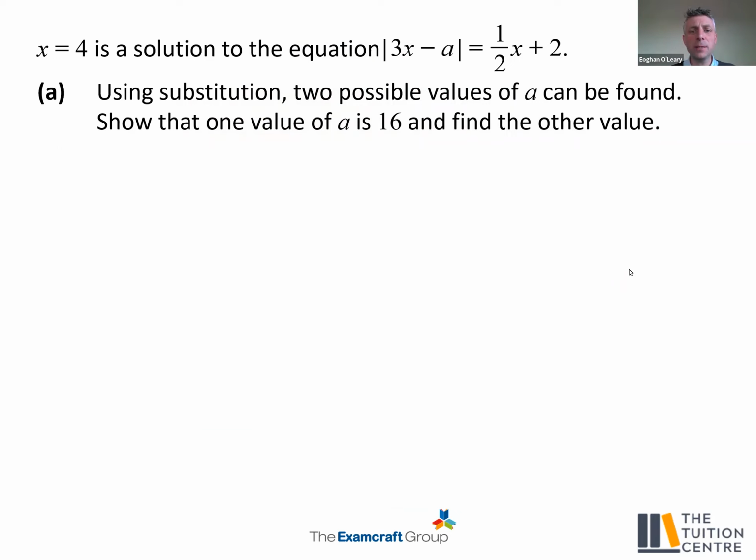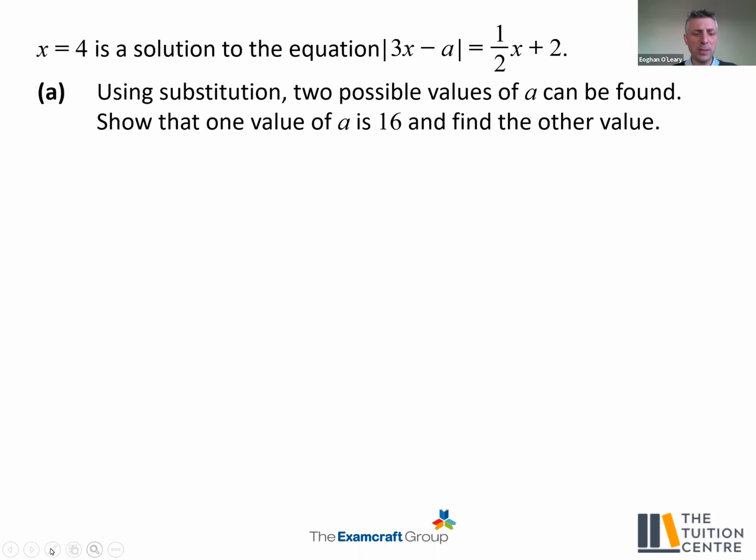However, if you get started with it and get stuck into it and calmly work your way through it, you'll find you'll have picked up a lot of marks easier than maybe you think you would. So let's have a look. It says x equals 4 is a solution to the equation 3x minus a is equal to half x plus 2. Using substitution, two possible values of a can be found. Show that one value of a is 16 and then find the other value.